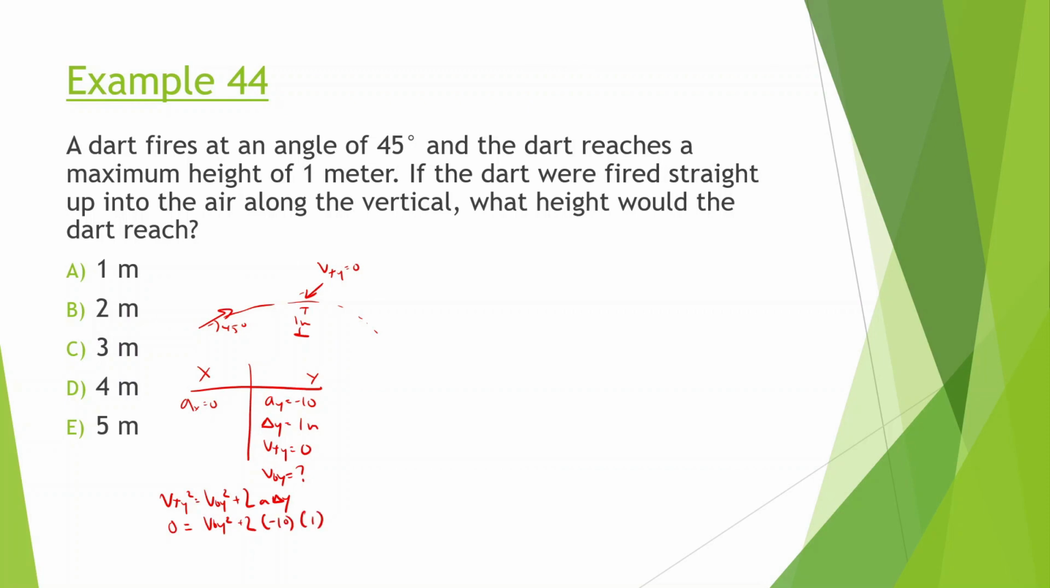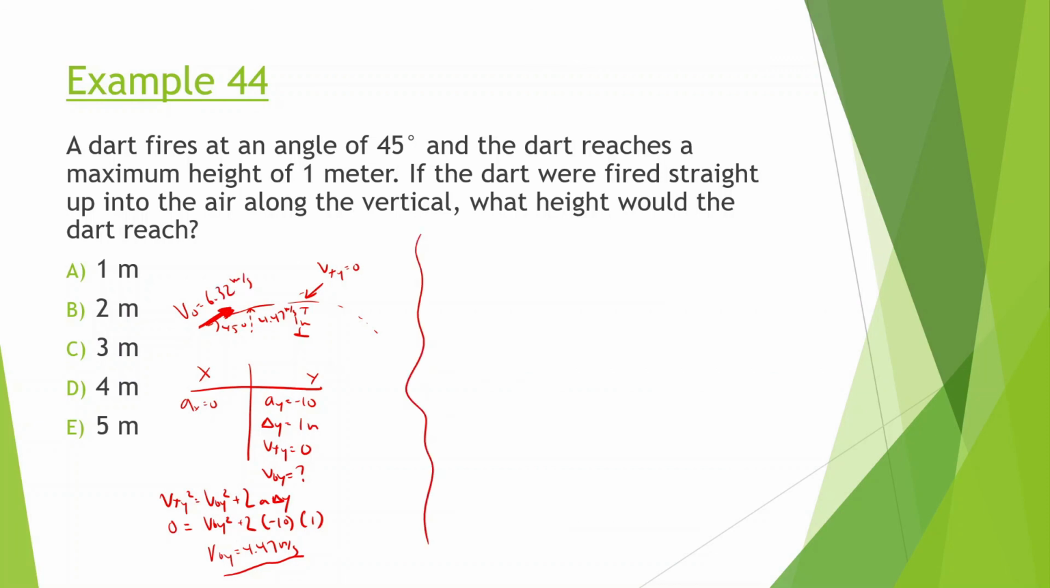So let me do some math. So this is going to be square root of 20. That gives me 4.47. V initial y, 4.47 meters per second. What I should know now is that this part of the velocity is 4.47 meters per second. But let's figure out what this hypotenuse is, because that's how much it's shot out with. So I'm going to do 4.47 divided by sine of 45. And that gives me 6.32. So I know initial velocity is 6.32 meters per second.